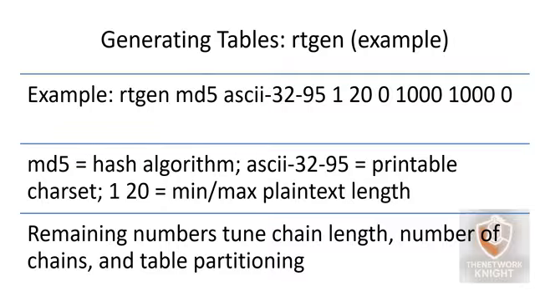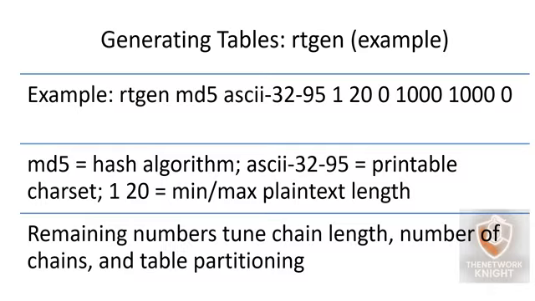So we've got the command rtgen. That is the command to use the rainbow table tool to generate. MD5 is our hash algorithm. The ASCII 32 through 95 is our character set.